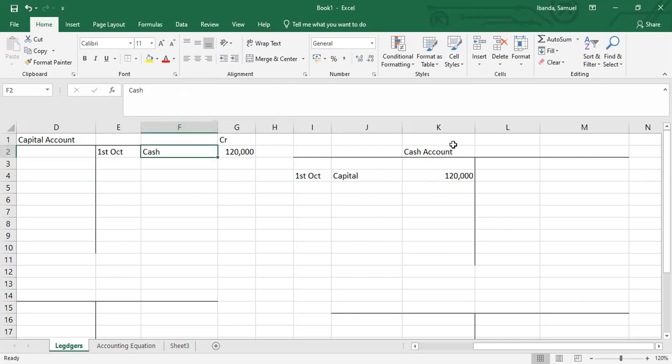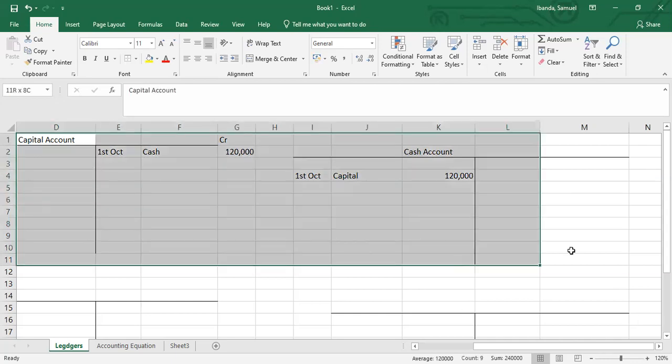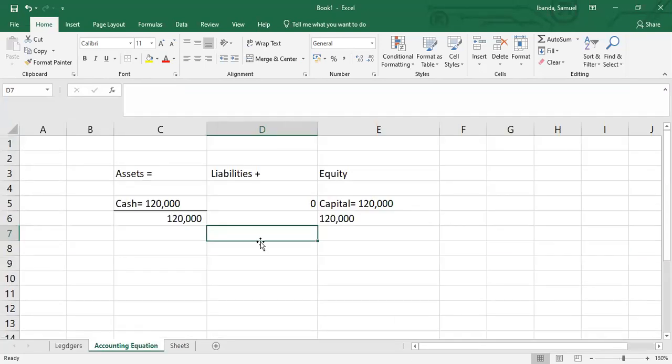The same thing with the cash account. We called it capital. You get it? So this is how we would record this transaction within our ledgers, and this is how we would record it in the accounting equation.